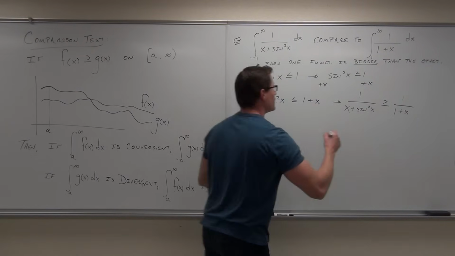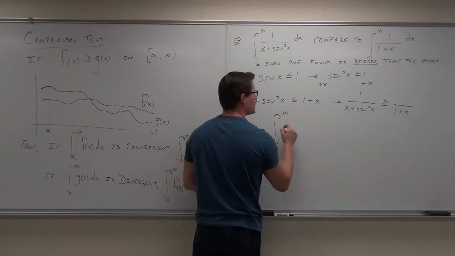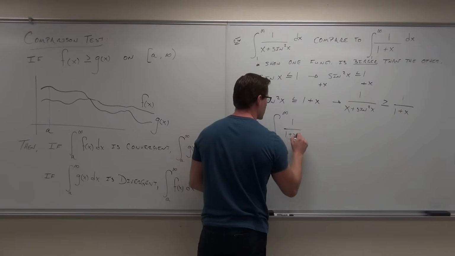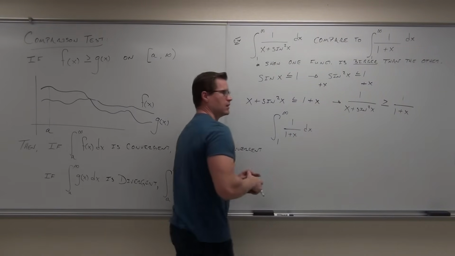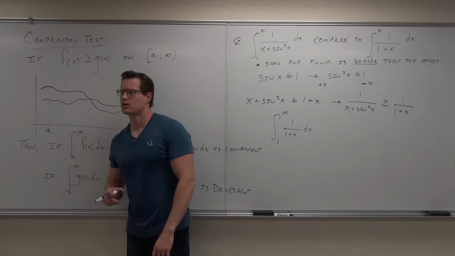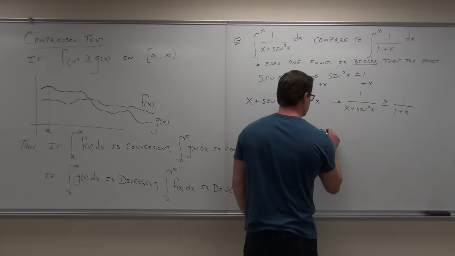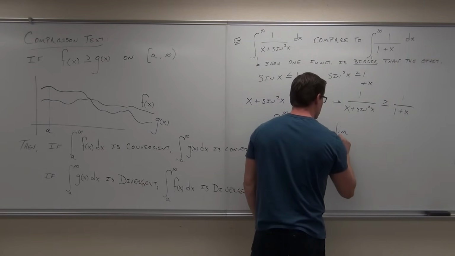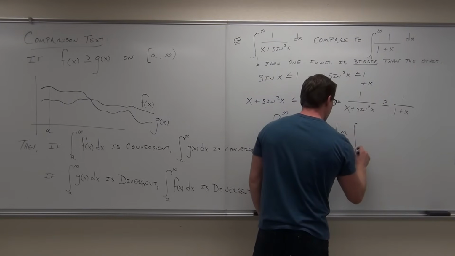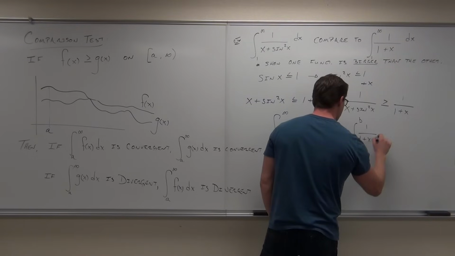Okay, so let's go ahead. Let's see if we can do this integral from 1 to infinity of 1 over 1 plus x dx. Now, that's something we know how to do. What would I do first? You gotta change your limit. Limit bound. Yes. This is an infinite interval. As b approaches infinity, I can change it to 1 to b of 1 over 1 plus x dx.